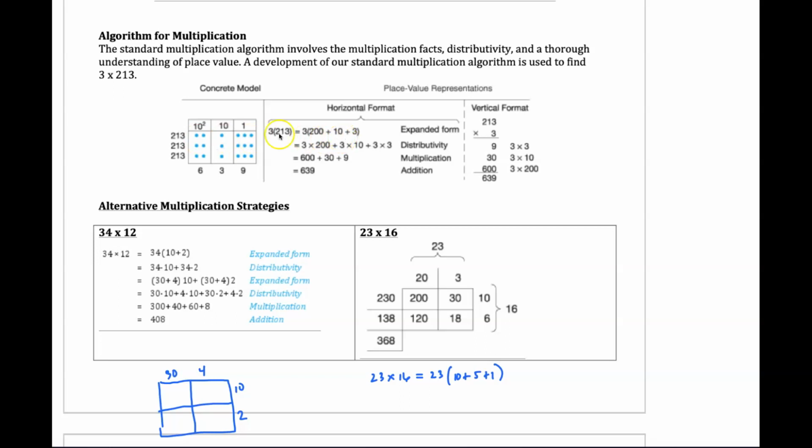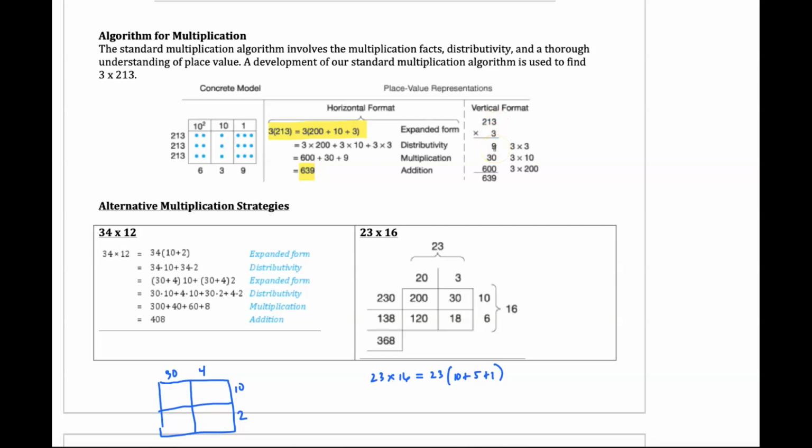But there are other techniques to multiply. You may not be familiar with the horizontal technique, which is really distributive property. If you look carefully right here, you see 3 times 213. You can write 213 in expanded form and then distribute, and so then that's a horizontal method. The more traditional algorithm is to do vertical, and then this is kind of like an intermediate algorithm.